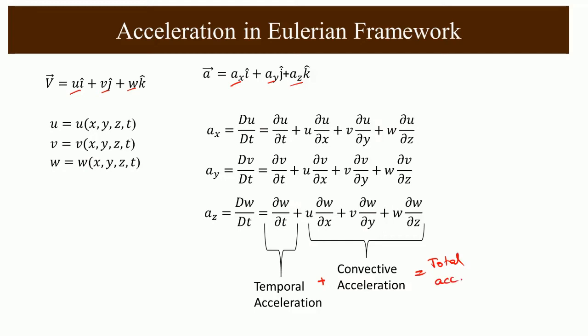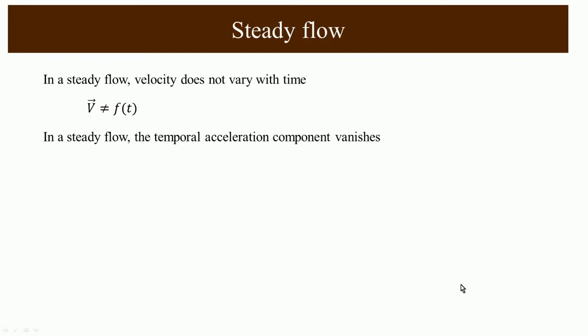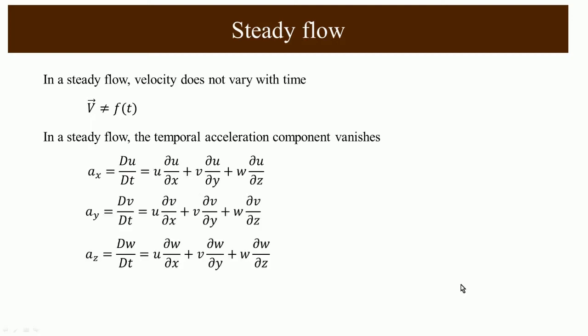Now let us see what is steady flow. A steady flow is one where velocity does not vary with time. That is, velocity is not a function of time. In a steady flow, the temporal acceleration component vanishes, and what remains is only the convective acceleration component. That means the temporal acceleration component, the velocity variation with respect to time, is equal to 0. Let us understand this a bit further.